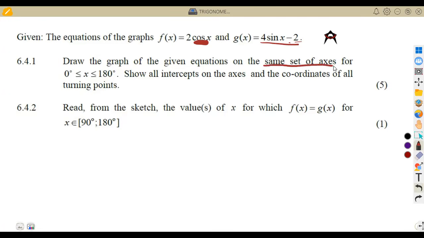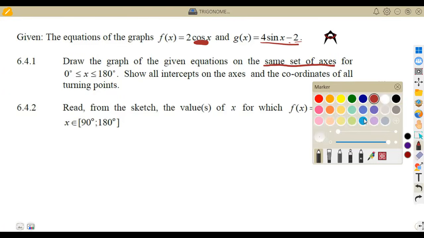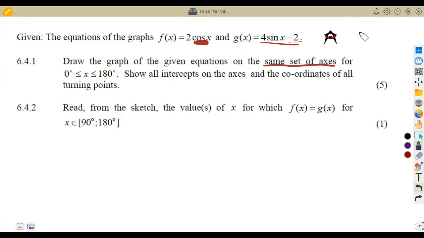Take note, on the same set of axes from 0 up to 180 degrees. Show all the intercepts on the x axis and the coordinates of the turning points. All right, so yes, here, like I said, the graph of cosine, if you are not given something like x plus 30 degrees or x plus 45 degrees, you are going to simply use the 90-degree interval. But let us see what we have. We are going to have 0, 90 degrees, 180 degrees.